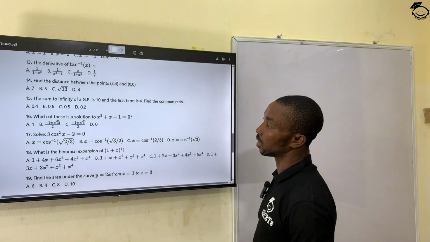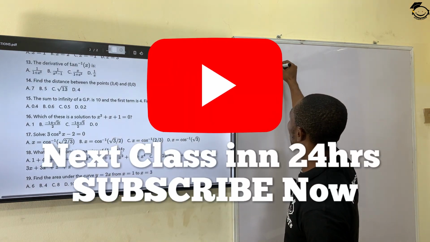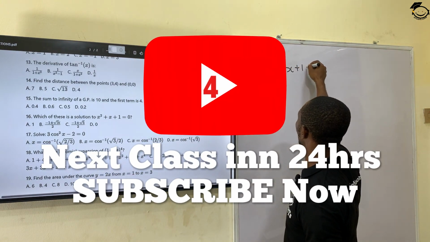Which of these is a solution to x squared plus x plus 1 equals 0?